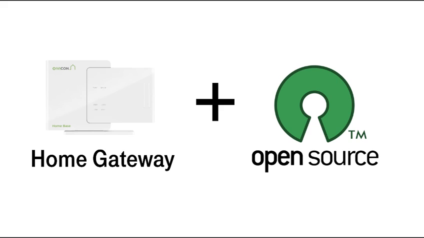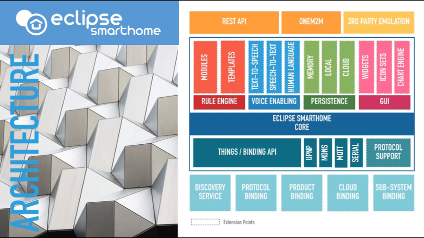Now that you've learned that home gateways and open source are important ingredients for a successful smart home solution, I'm here to tell you that the Eclipse Smart Home project is an open source project for building home gateways. Now, Eclipse Smart Home not only deals with the communication aspects, it also handles automation rules, persistence of data, and all kinds of other things. And it is already successfully used in different kinds of solutions.